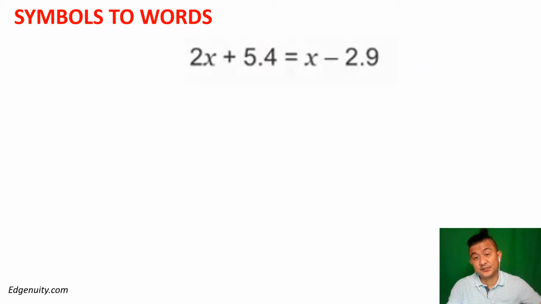Okay, so this is a symbol. Actually, it's an equation. How did you know it's an equation? It has the equal sign. All right, so you would normally read this as 2x plus 5.4, or 5 and 4 tenths, is equal to x minus 2.9, or 2 and 9 tenths. But you won't write it as it is. You will try to use other words. Okay, let me give you two examples.